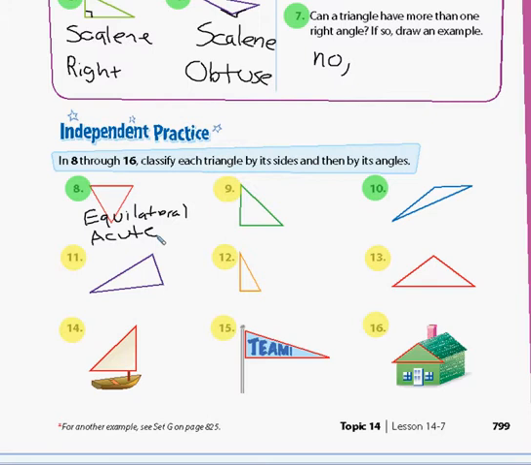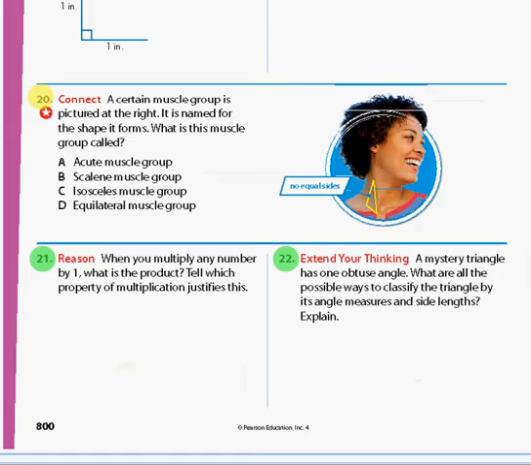Okay, question number 10. On that one, it doesn't look like any of the sides are the same, so that's a scalene triangle. Okay, and I have an obtuse angle right here, so that makes an obtuse triangle. Okay, and the rest you're going to do on your own. Let's look at the back side.